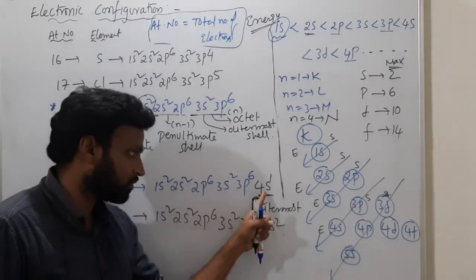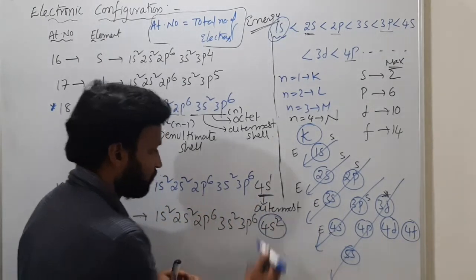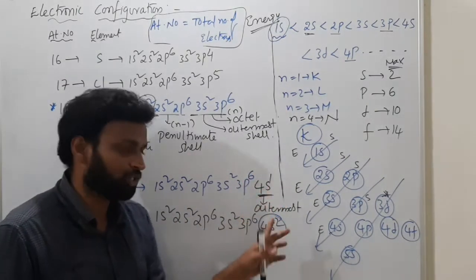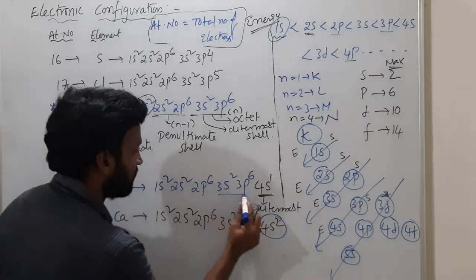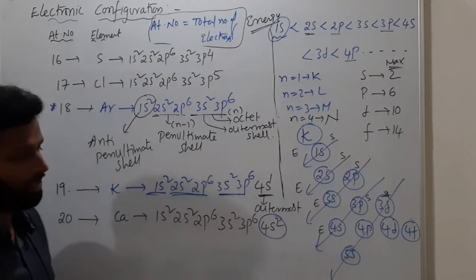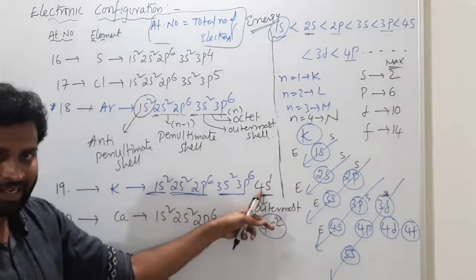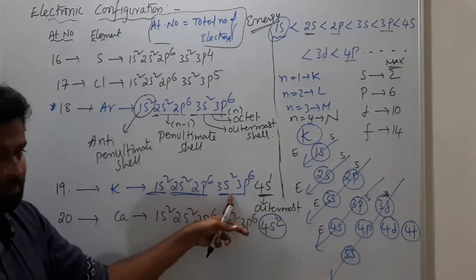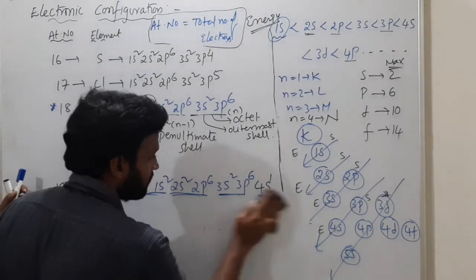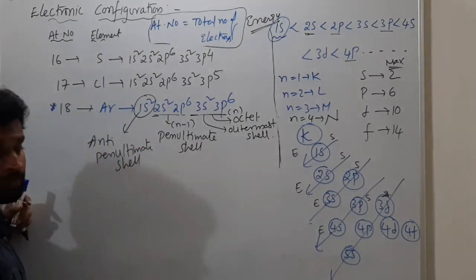In potassium, the outermost electron enters into 4s. In calcium also, the outermost electron enters into 4s. Outermost means the differentiating electron enters the last shell. So this is outermost, 3s and 3p are penultimate, and 2s, 2p and 1s are anti-penultimate. The highest n value, n equals 4, is outermost, and n minus 1 is penultimate. I'll ask you questions after class, like what is the penultimate shell for potassium, and you have to answer.